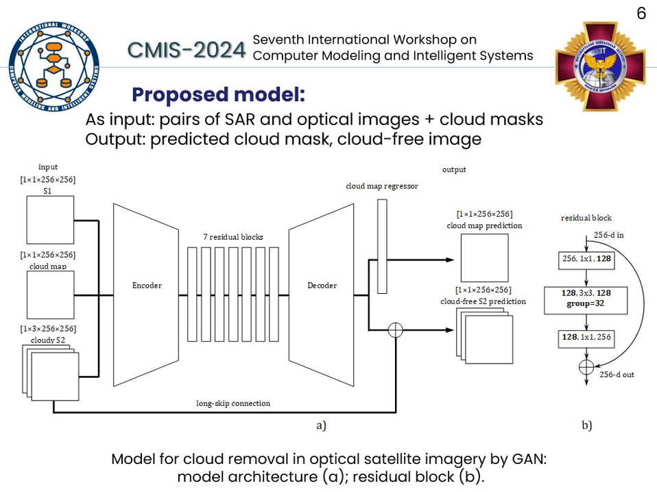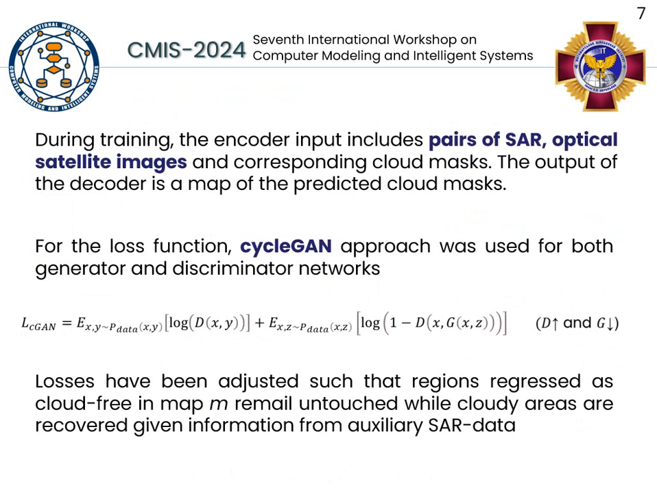During the training, the encoder input includes pairs of synthetic aperture radar and optical satellite images, and cloud masks. The output of the decoder is a map of predicted cloud masks, and after aggregating the feature maps with the cloudy images, the inverse hyperbolic tangent of slope angle is applied to the cloudy input image before residual mapping to demodulate the effect of the original nonlinearity on long missing pixels. As a result, when used, the trained model reconstructs a cloud-free optical image.